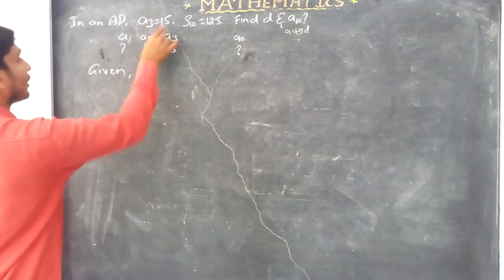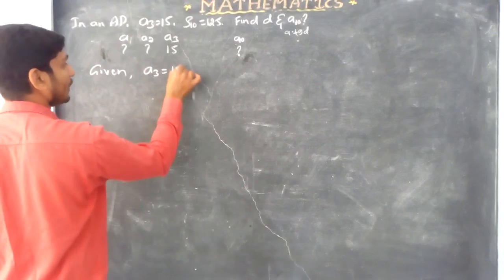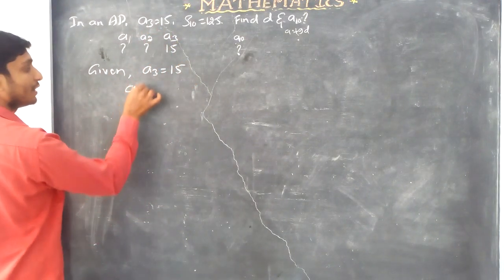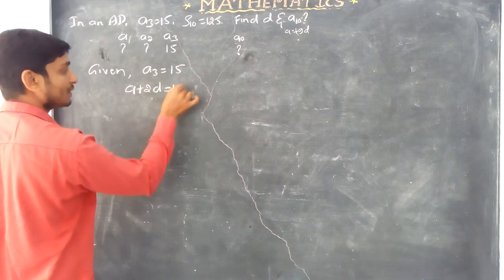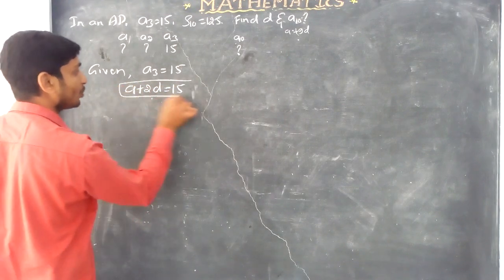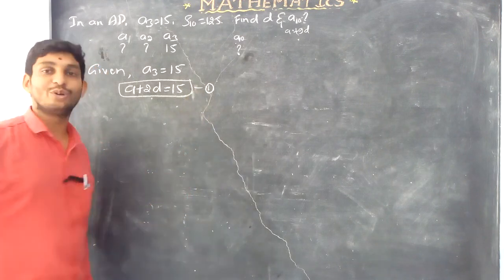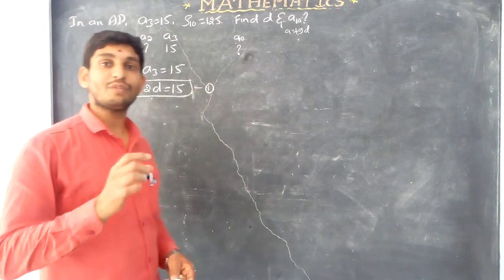See, the third term is 15. What have they given? The third term is 15. A3 means what? We know A3 is equal to a plus 2d. So a plus 2d equals 15. Call that one equation number 1.